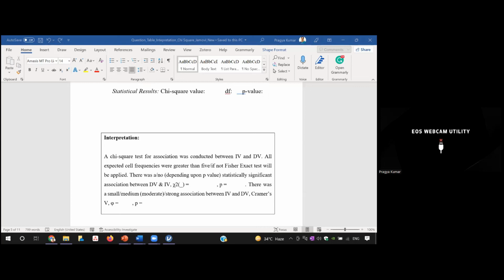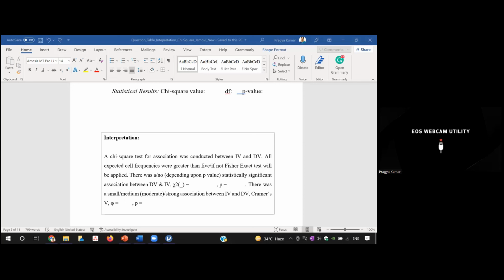Okay. Generally, when the value of chi-square is significant and all the assumptions are met, then you should comment on the phi and Cramer's V. If the chi-square significance level is not significant, there is no point commenting on the phi and Cramer's V. That is the prerequisite, that the chi-square is significant.